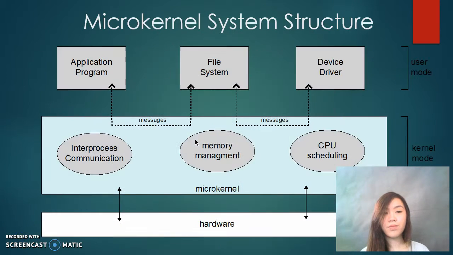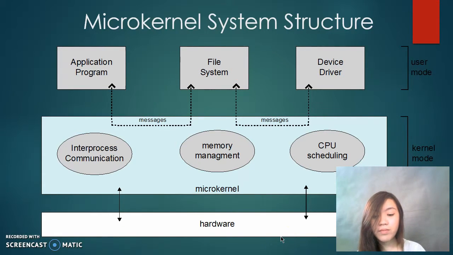That's it. So next is the microkernel system structure. It is composed of three parts: the application program, the file system, and the device driver. The application program gives a message to the kernel mode. Here, the kernel mode is like the middleman of the user and the hardware. It is the one that contains and integrates the request from the user mode into the hardware. So the kernel mode consists of the inter-process communication, memory management, and CPU scheduling.